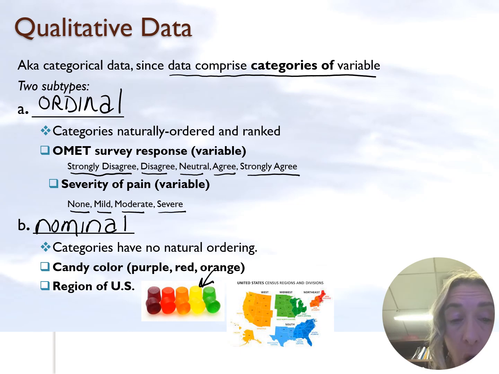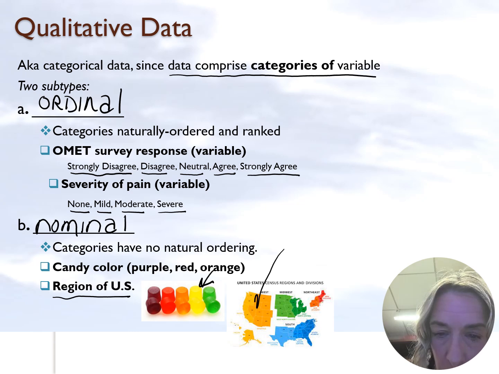Another example of a nominal variable would be region of the US, in terms of Western region, Midwestern region, etc. Again, it has no natural ordering. It is a nominal categorical variable.